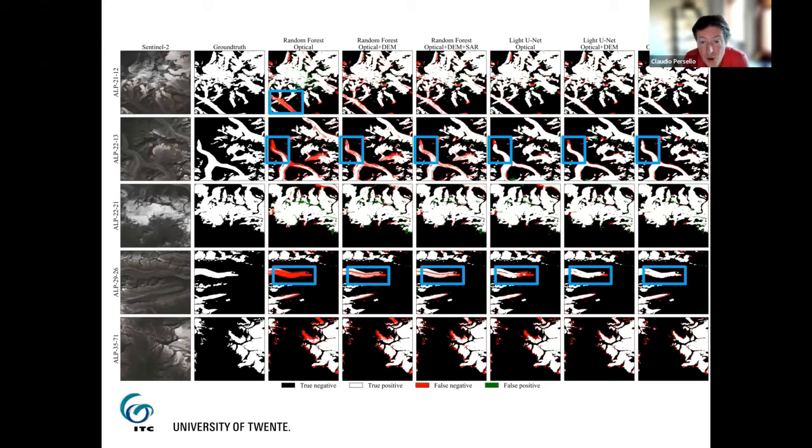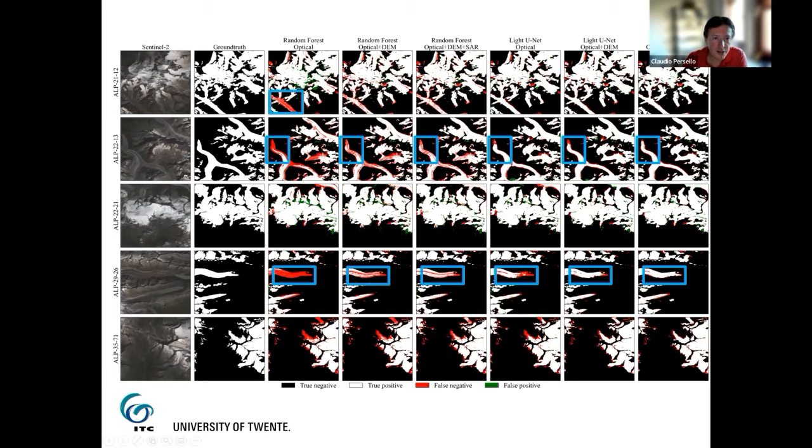So this is one thing I always suggest to students. Combine a qualitative analysis with a quantitative one. And here it's very important because this allows us to see where the critical areas are. And we can see, for instance, that the critical areas are typically the tongues, the termination of the glaciers, which are often covered by debris.